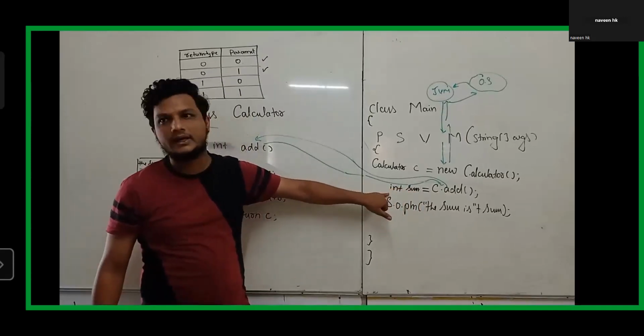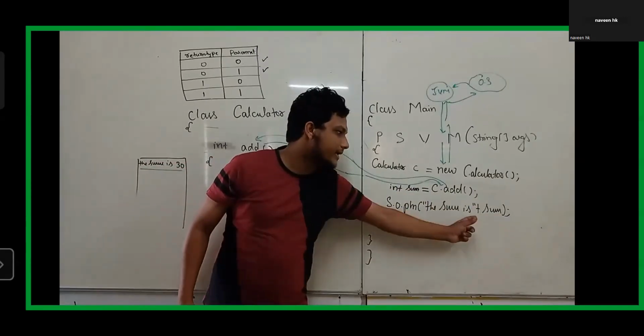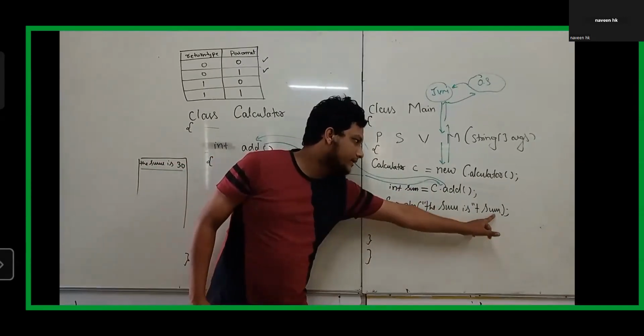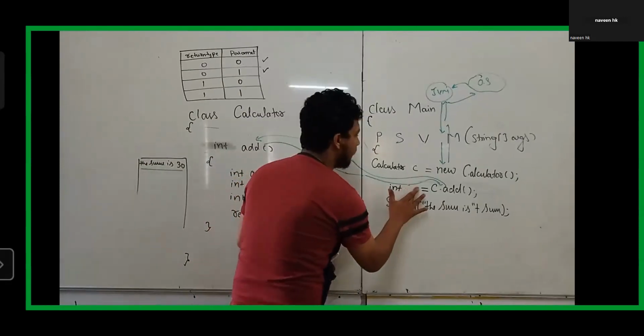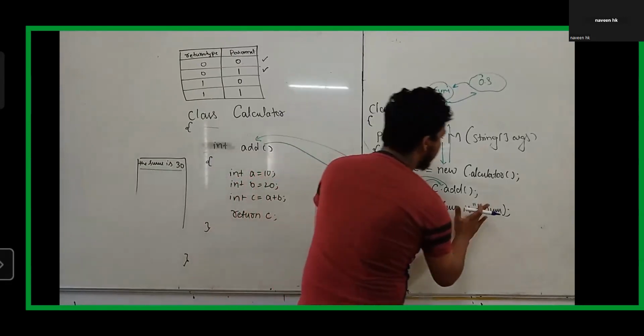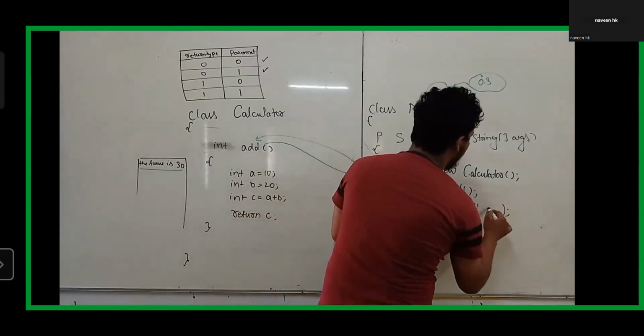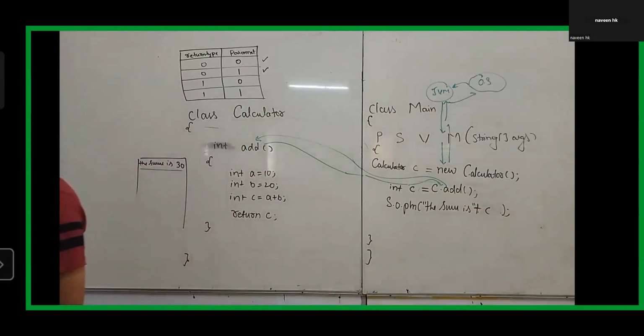So I've declared it as an integer and I'm printing the sum is sum. It will print as it is, and in the sum what does it contain? 30. So if in case you are getting confused here, let me give it as something called C, and here let me store it as C. Any name you can give for your variable. Is it clear now? Yes, sir.